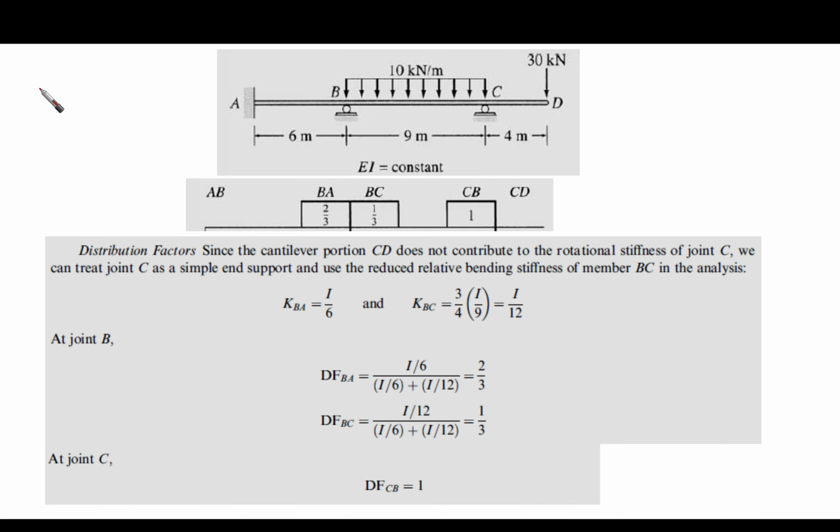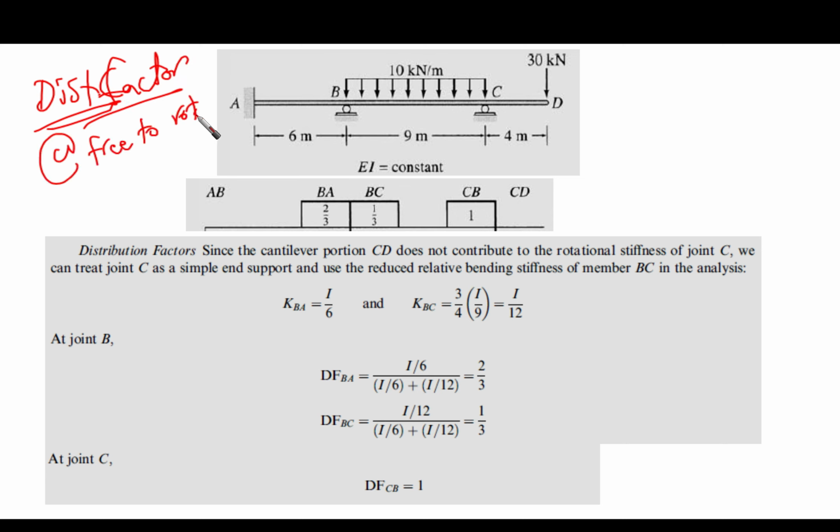First of all is the distribution factor, right? We need to look at the distribution factor at the free to rotate points. Point A, it is fixed. Point B, roller here, so it is free to rotate, so we have B. And C, similar, it is free to rotate.